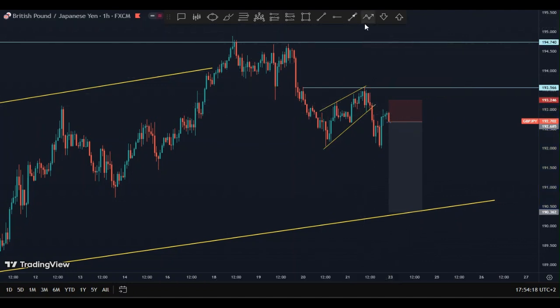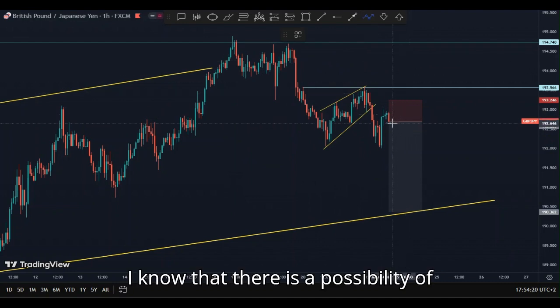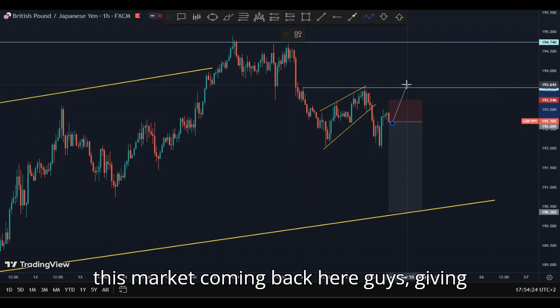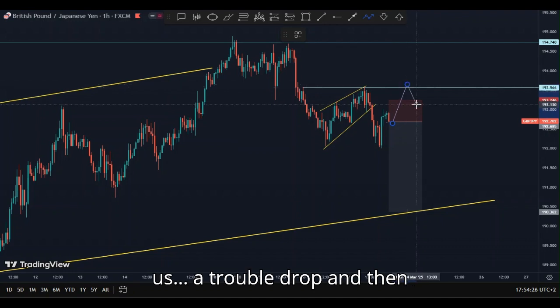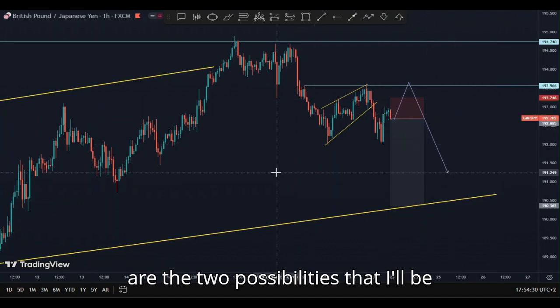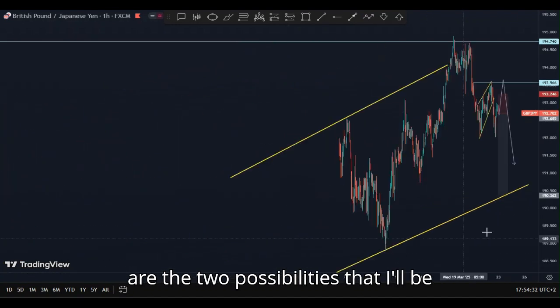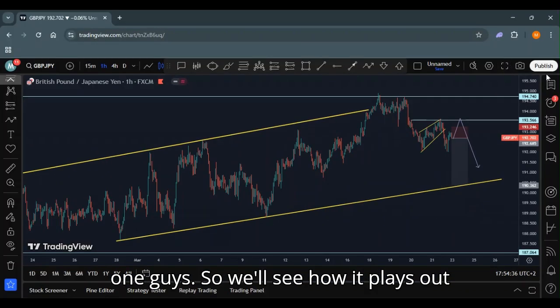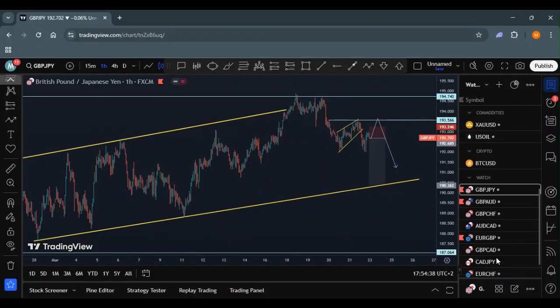But I know that there is a possibility of this market coming back here, guys, giving us a triple top and then continue going to the downside. So these are the two possibilities that I'll be watching out for to get an entry on this one, guys. So we'll see how it plays out throughout the week.